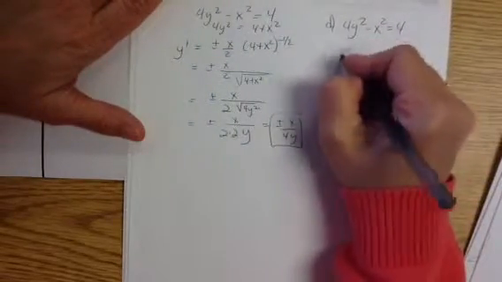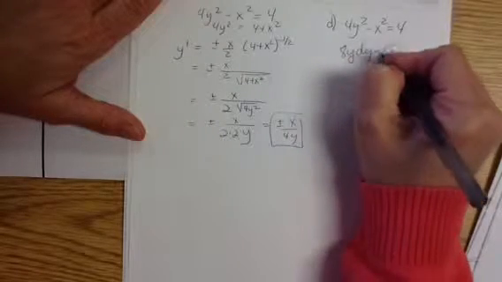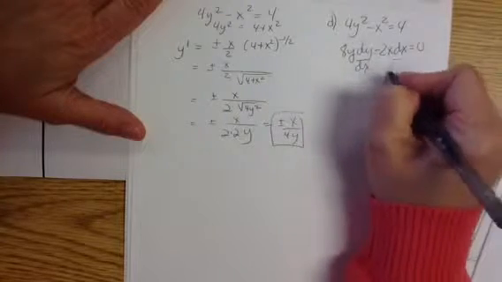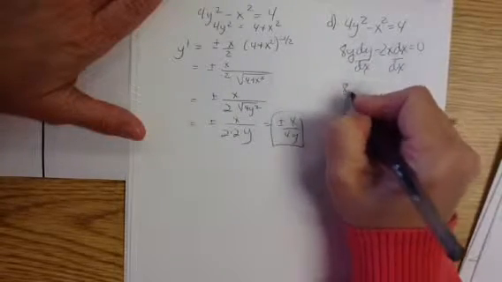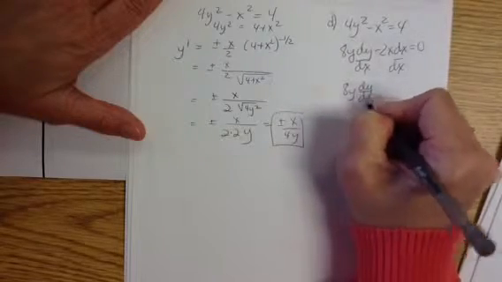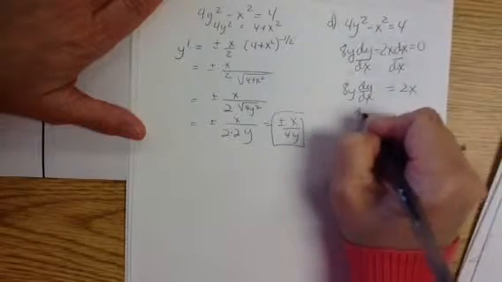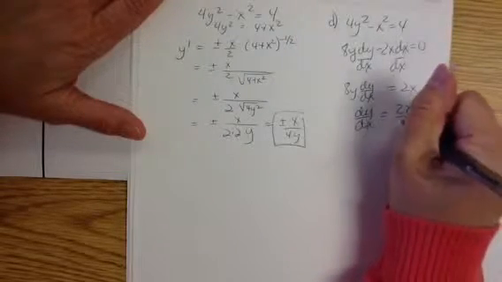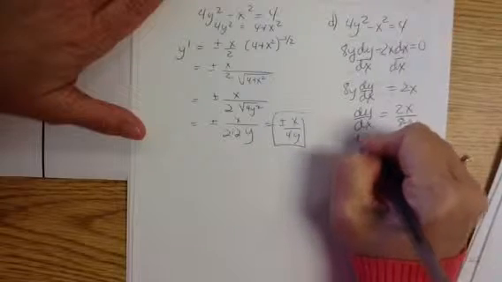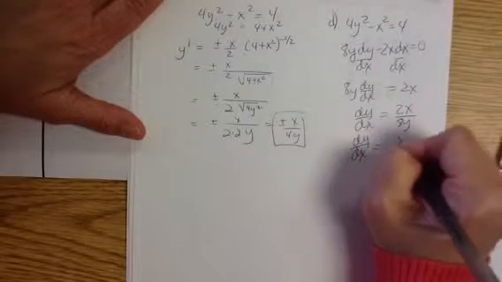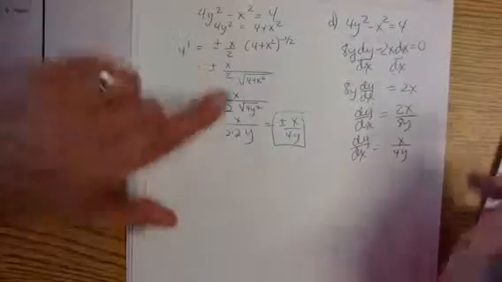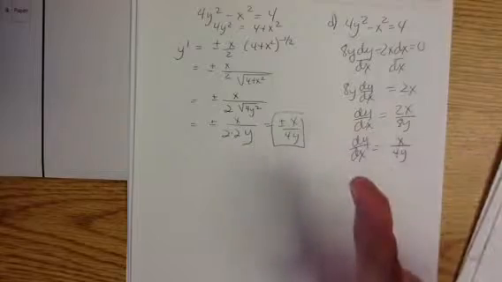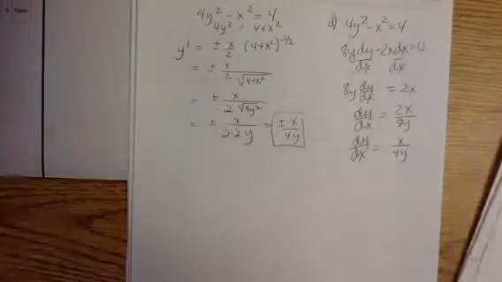Well, I'm going to say 8y dy minus 2x dx equals 0. Divide everything by dx, and now I'm going to solve for dy over dx, and I get 2x over 8y, which is dy over dx equals x over 4y. Ta-da! It takes a lot less work to do it implicitly than explicitly.